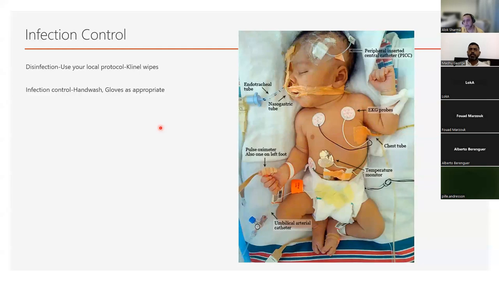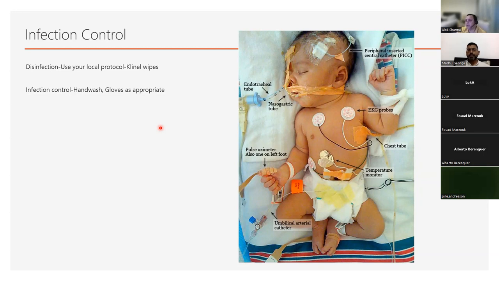In terms of infection control, just use your local protocols. We use clinel wipes between patients. We clean from the probe right up to the entire wire that we think is going to go into the incubator. So it's really important that you clean that particular area between babies.